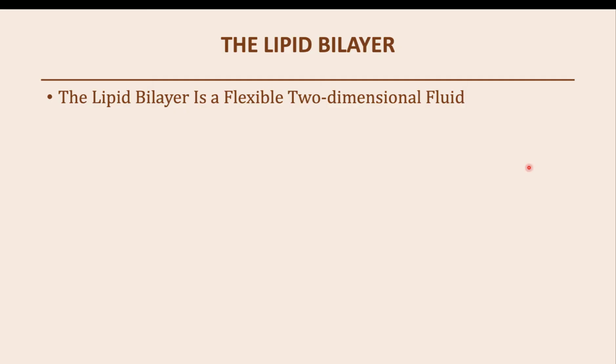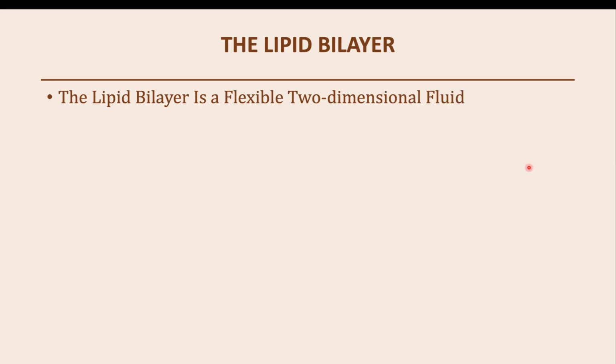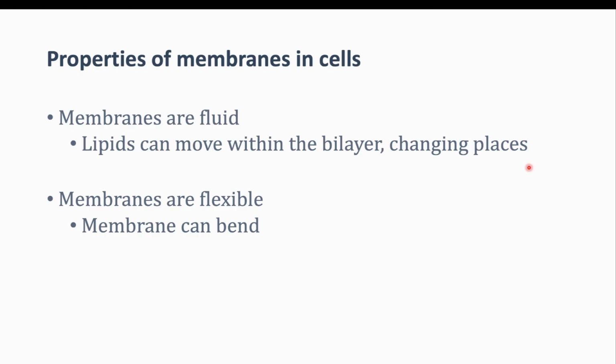So when you're drawing a cell and you look at an image like this, it seems very static, that the cell membrane looks like a permanent structure and that the shape is just solid, staying in place. But that's not really much like the membrane within a cell, in a eukaryotic cell. The lipid bilayer is actually flexible and acts like a two-dimensional fluid. So we're going to look at what that means. So membranes are fluid. Lipids can move within the bilayer, changing places with one another. And the membranes are flexible, so they can bend.